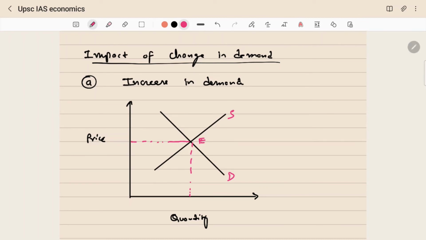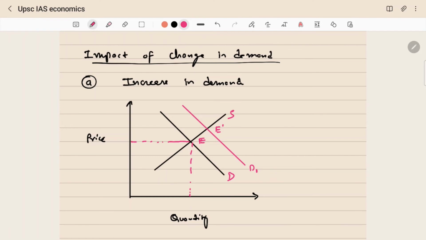So when we studied, if there is an increase in demand, then there will be a rightward shift in the demand curve. The new demand curve will be something like this. The new demand curve is D1. Now what is the new equilibrium price? This is the new equilibrium price, E dash.